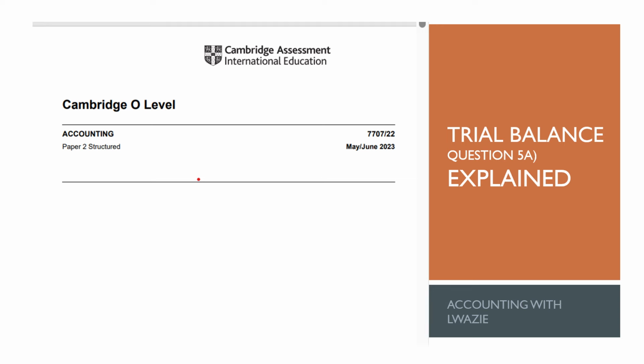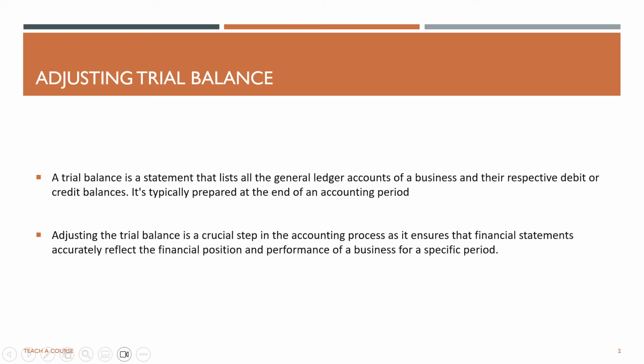Before I give you the tips and tricks and what else you can use to have a good adjusted trial balance, just a quick refresher for us to remember what a trial balance is. A trial balance is a statement that lists all general ledger accounts of a business and their respective debit or credit balances, and it's typically prepared at the end of an accounting period. In certain places the accounting period could be a quarter, some would be yearly.